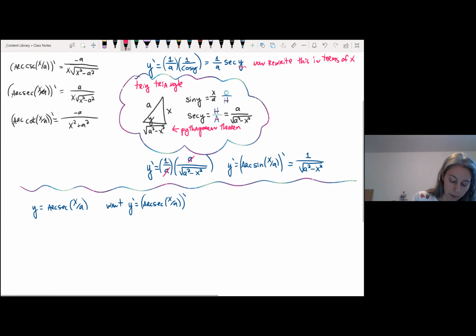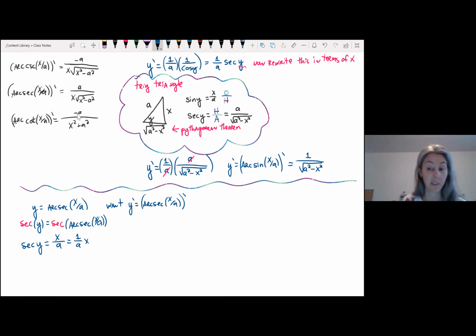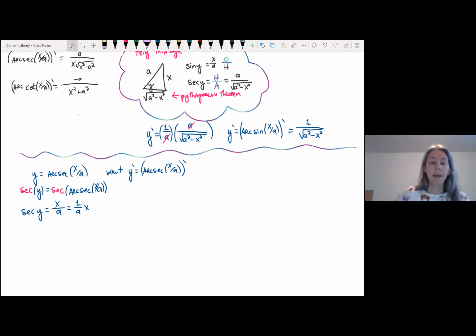We do the same thing we did up top by taking secant of both sides. So we have secant of y is equal to secant of arc secant of x over a, but guess what? They're inverse functions. So we have secant of y is equal to x over a, which again, I can think of as 1 over a times x, if that's helpful. Okay, great. Now we know the derivative of secant. We're doing implicit differentiation again. The derivative of secant is secant tangent. So this is secant y tangent y, implicit with a little multiplication by y. So it's like a little mini chain rule that we have there.